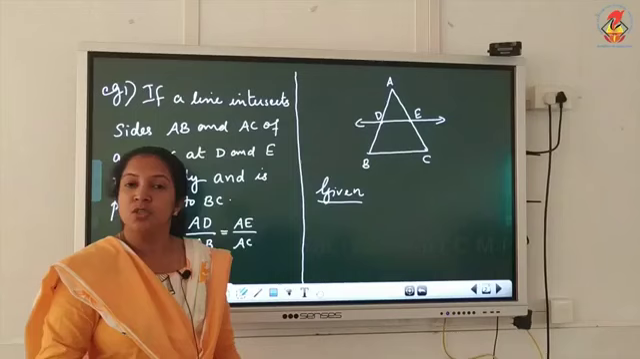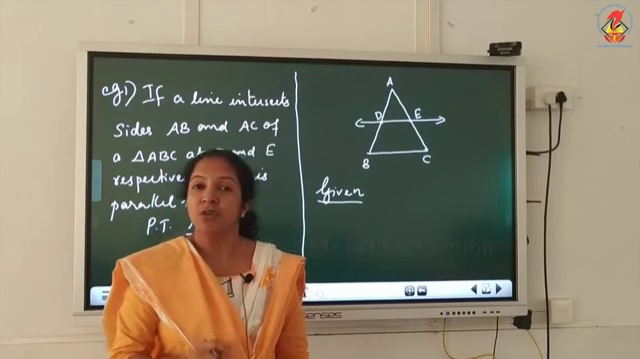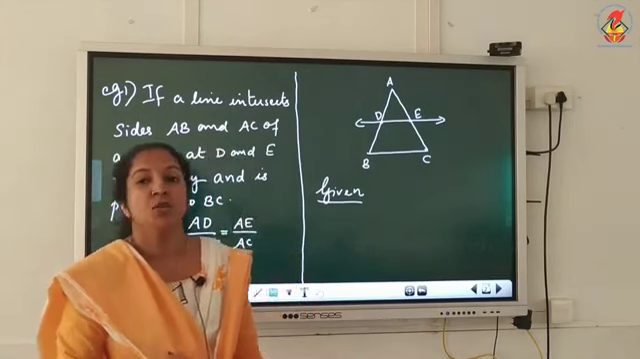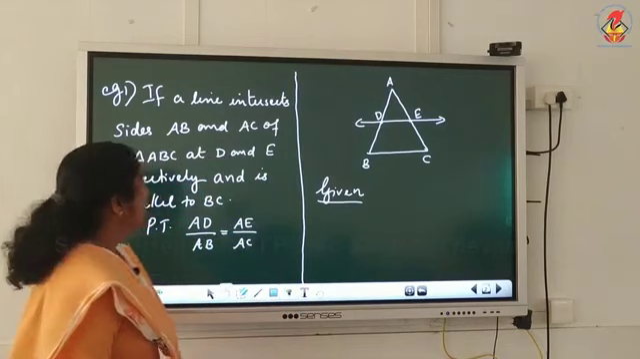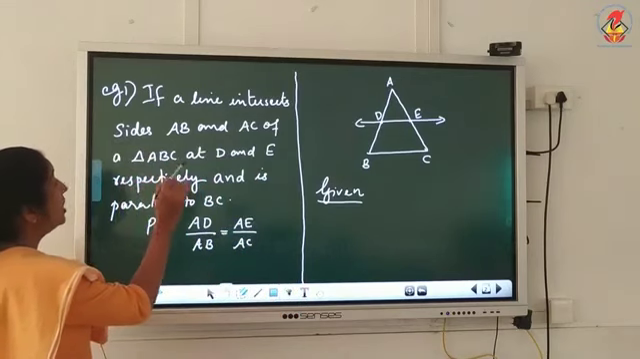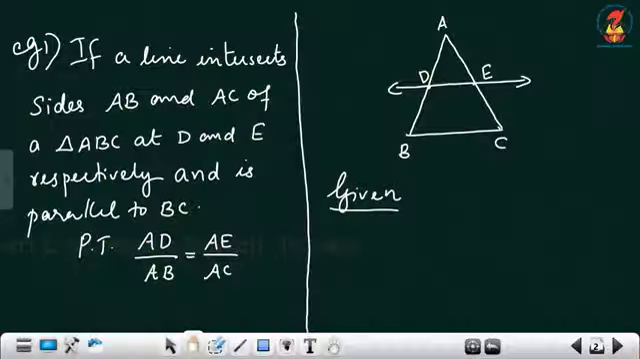So, what is given here? When you write the answer, it is not necessary to draw the figure, but if you are doing any construction on the figure, you have to draw, otherwise no need. So, given things: if a line intersects the sides AB and AC of triangle ABC at D and E respectively and is parallel to BC, what is given is DE is parallel to BC. What you have to prove is AD by AB is equal to AE by AC.